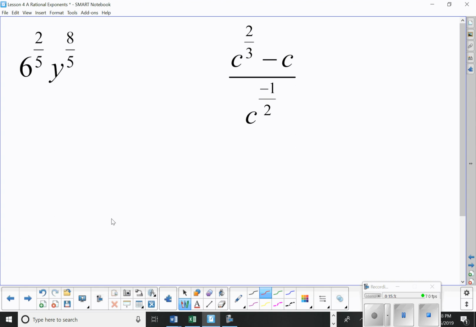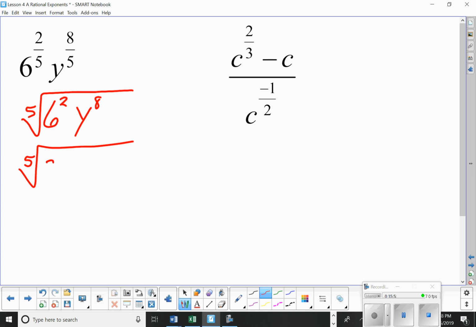All right, so here they have the same root. So I now have the 5th root of 6 squared y to the 8th. I have an odd index, so I don't have to worry about absolute values. Y to the 8th, I can get a y out. This is the 5th root of, I can't do anything here, so I'm just going to make this into 36, y to the 5th, y cubed. Now I can take the y on the outside, and I have 36 y cubed underneath.